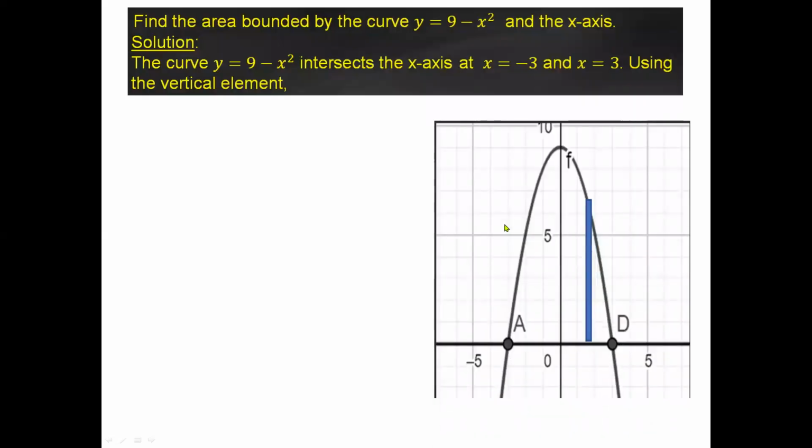So, naalala ko ito, nabasa ko sa isa sa mga ibinigay ng inyong teachers na problem. So, we have the given problem here as find the area bounded by the curve y is equal to 9 minus x squared and the x-axis. So, the solution that your prof gave you is this one. The curve y is equal to 9 minus x squared intersects the x-axis at x equal to -3 and x equal to 3 using the vertical element.